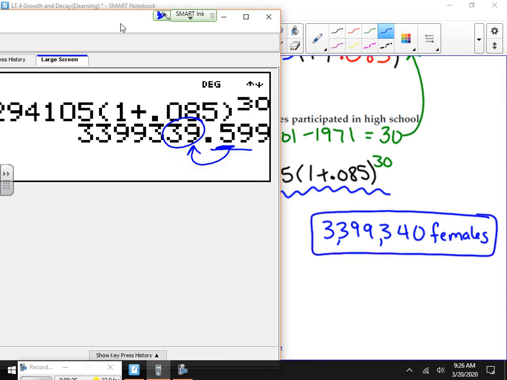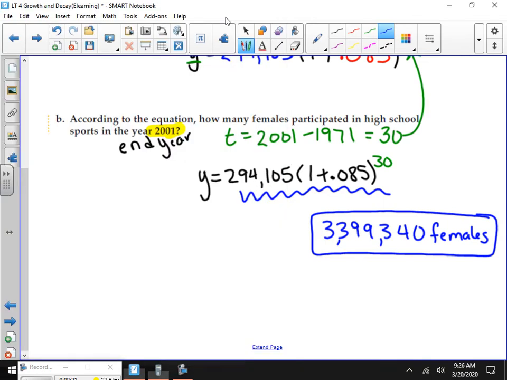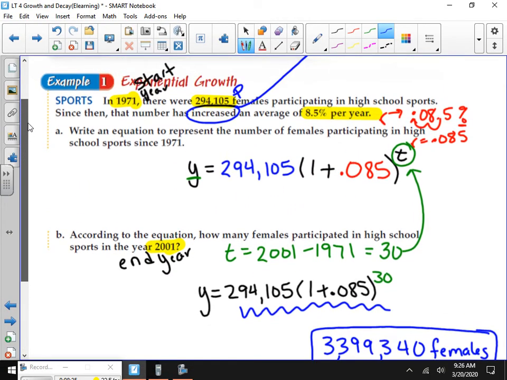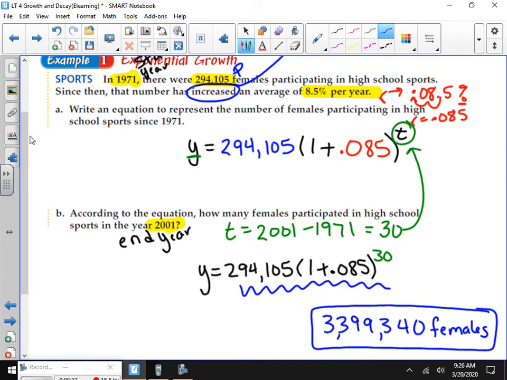So that's how we do exponential growth. It's essentially just figuring out what the pieces of information are, whether it's P or R or my T, and then putting it into the formula and just typing it in your calculator.